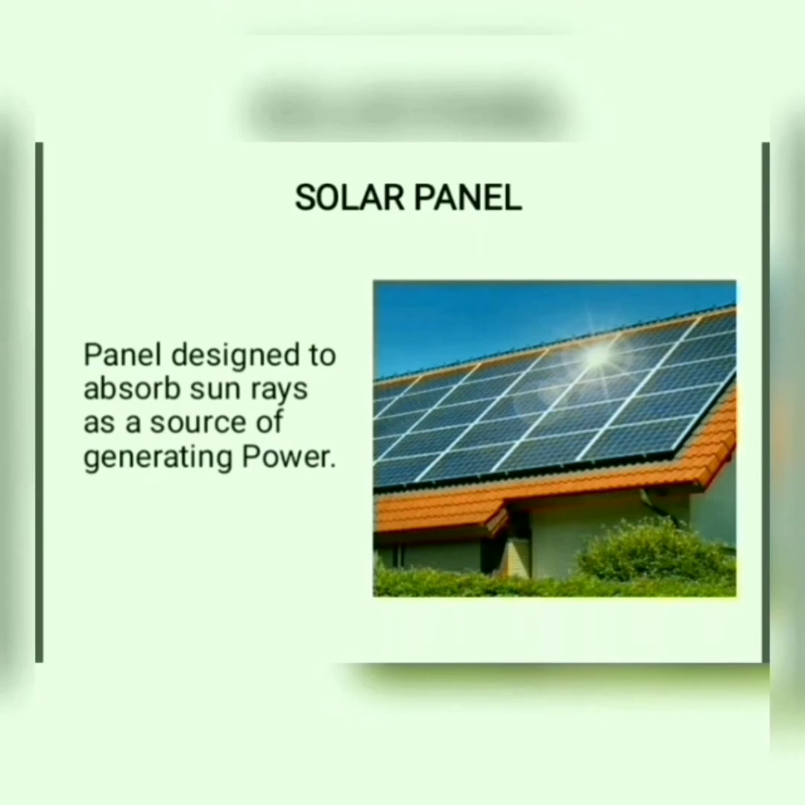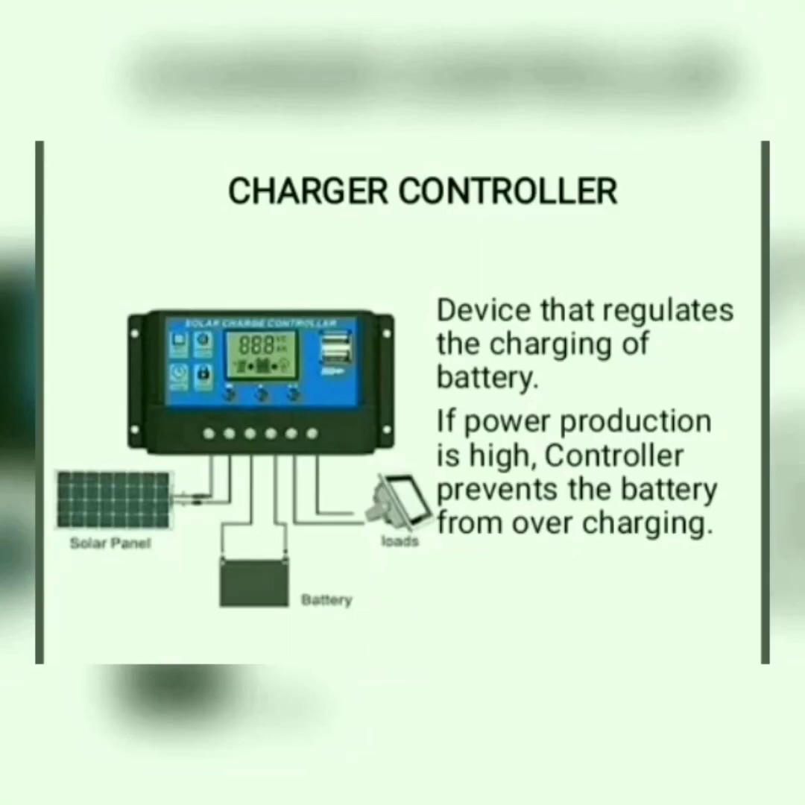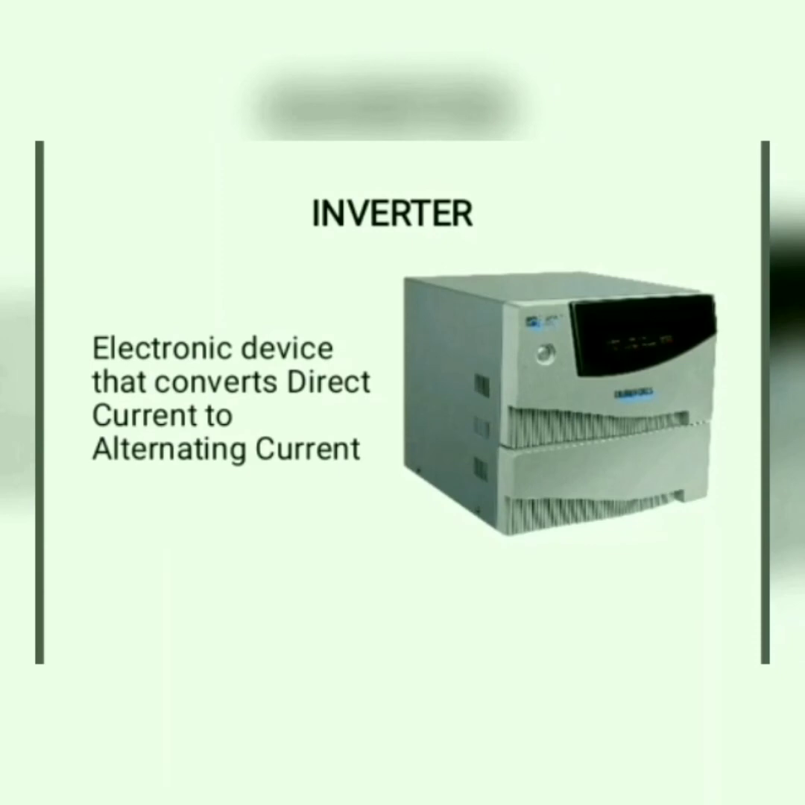Solar panel. A panel designed to absorb sun rays as a source of generating power is a solar panel. Charge controller. A device that regulates the charging of the battery. If power production is high, the controller prevents the battery from overcharging. Inverter. An electronic device that converts direct current DC to alternating current AC is called an inverter.